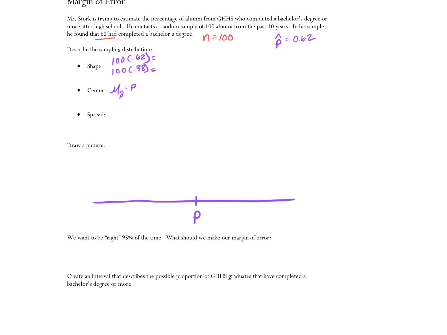And when it's in a formula, the rest of the formula kind of works itself out. P hat isn't perfect, but we know it's close enough. Okay? So this is 62, 38. Those are greater than or equal to 10. Are you guys comfortable if I draw this as a normal curve?